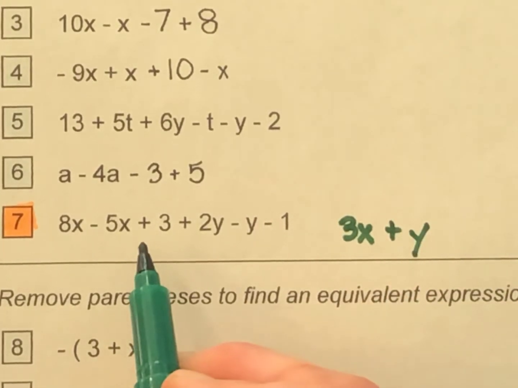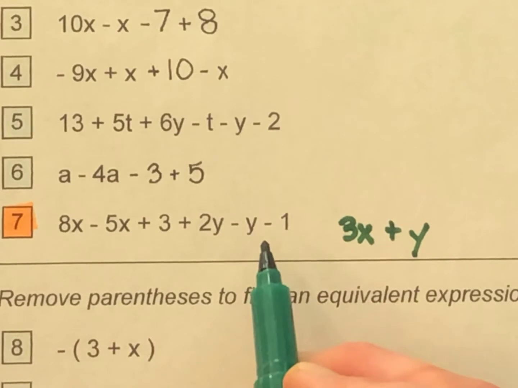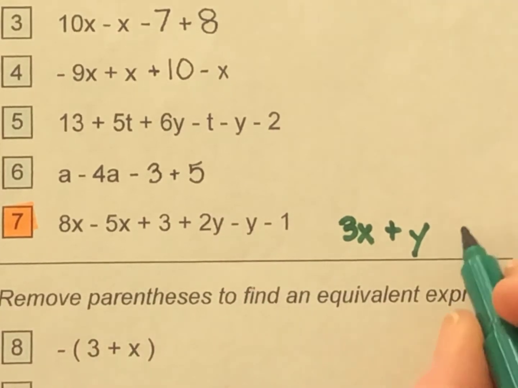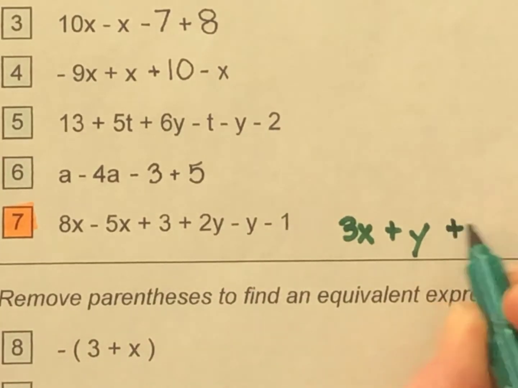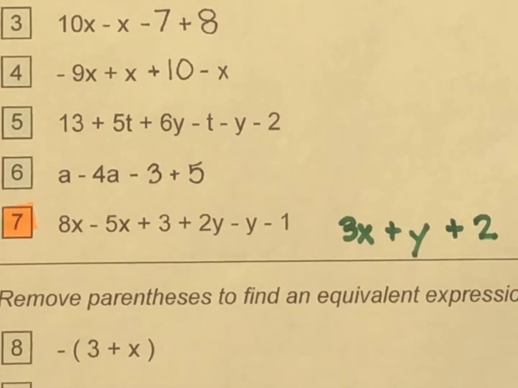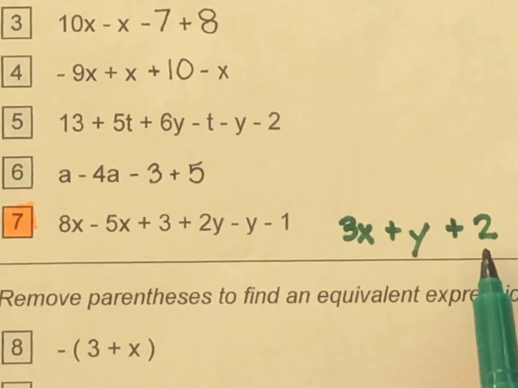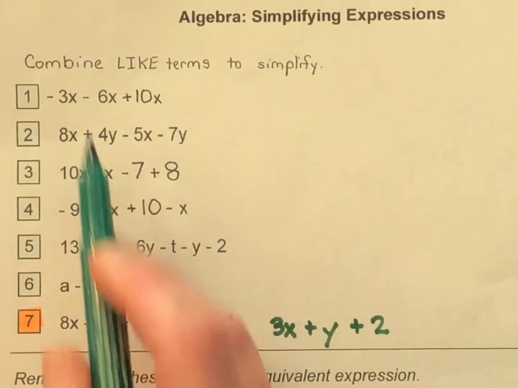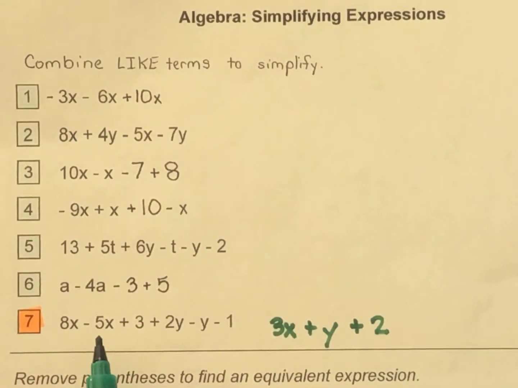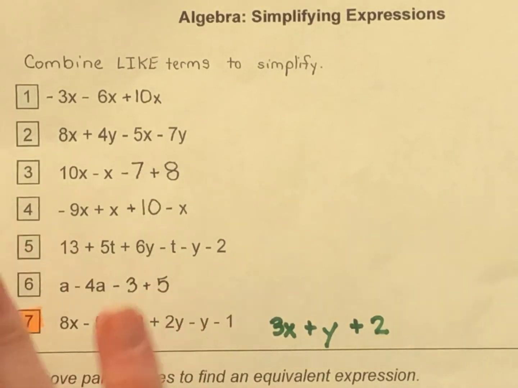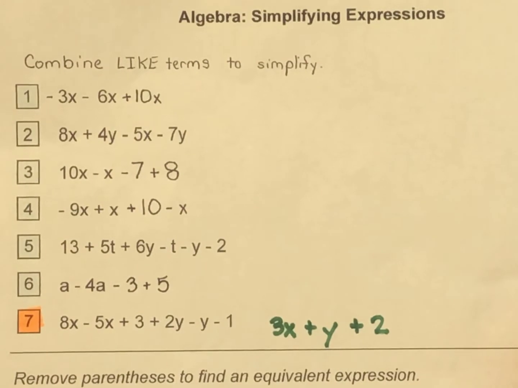For my constant, I have plus 3 minus 1, which is plus 2. See how I have that in alphabetical order, x, y, and then my constant. All of these do the same. If they don't have 2 different letters, then you just do the variable term and then the constant term.